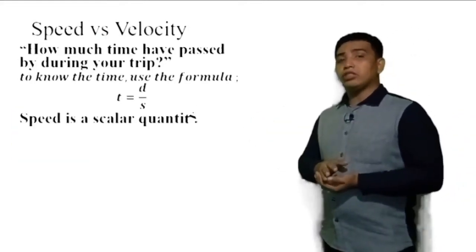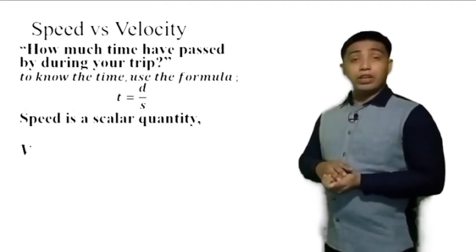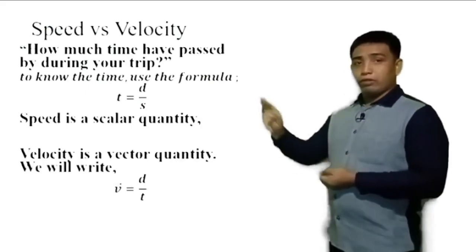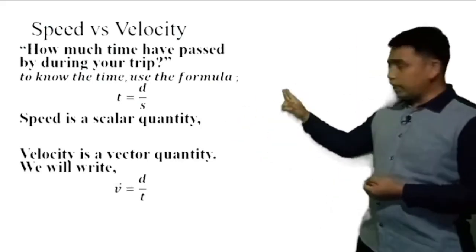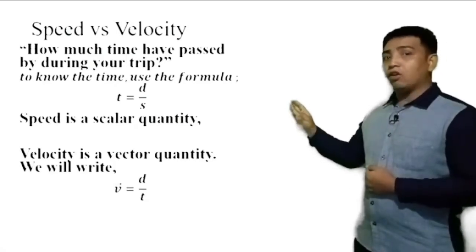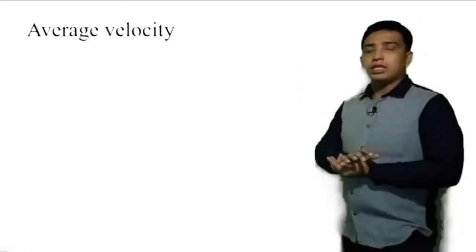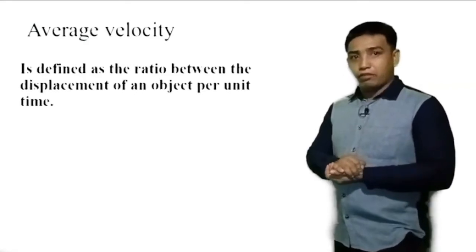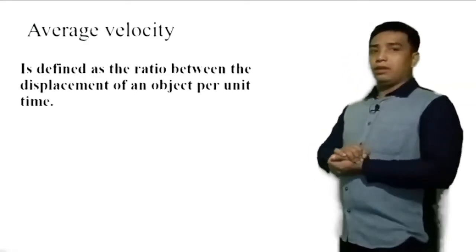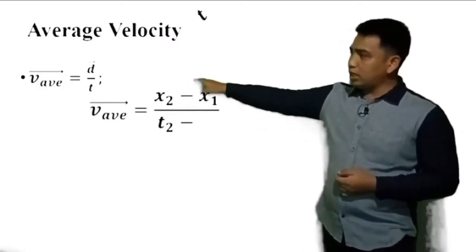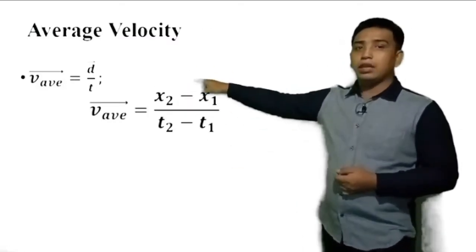Speed, as I've mentioned, is a scalar quantity, however, velocity is not. Velocity is a vector quantity. So you can write velocity is equivalent to v, which stands for displacement as of this point in time, over time. We're ready to define the concept of average velocity. So average velocity is defined as the ratio of the displacement of an object per unit time. So we have average velocity, v average, is equivalent to d, which stands for the displacement, over time.